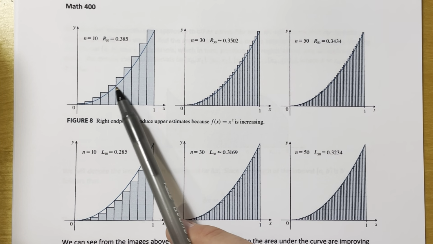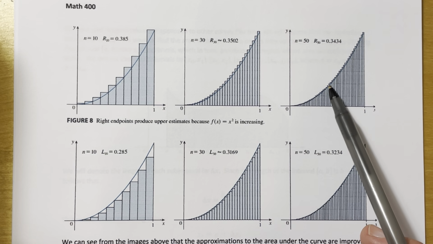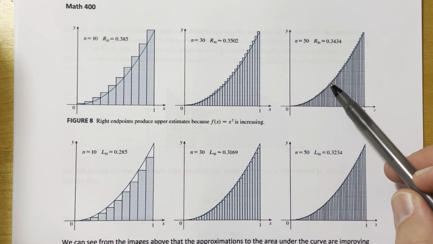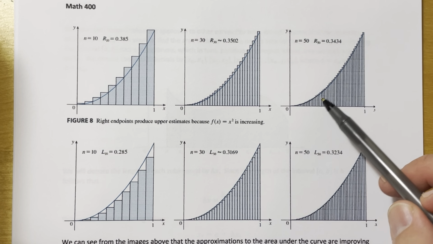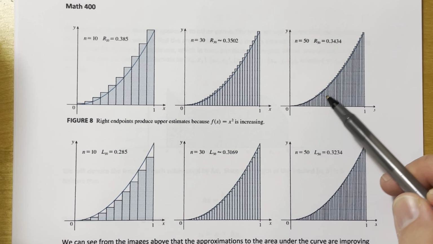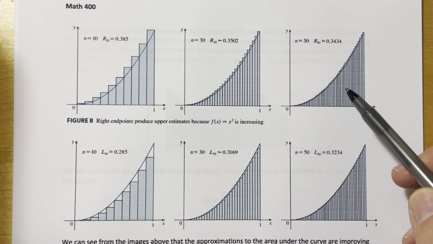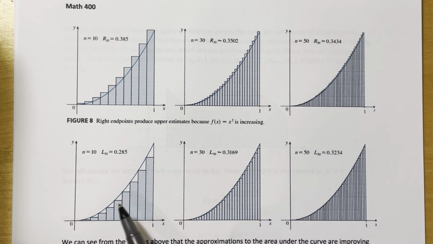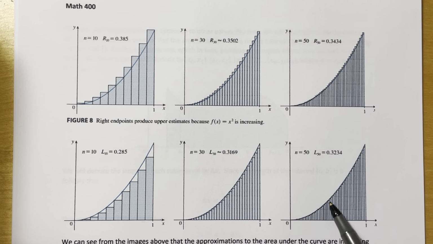But just from the pictures themselves, you can see that by the time we get to 50 rectangles, it's actually really hard to see that each rectangle has a little bit of excess, because the picture that we're looking at looks very, very close to what the actual region S was looking like. Similar with the left endpoint method. Remember, the left endpoint method leaves little gaps between our curve and the rectangles, but those gaps are almost impossible to see once you include enough rectangles under that curve.